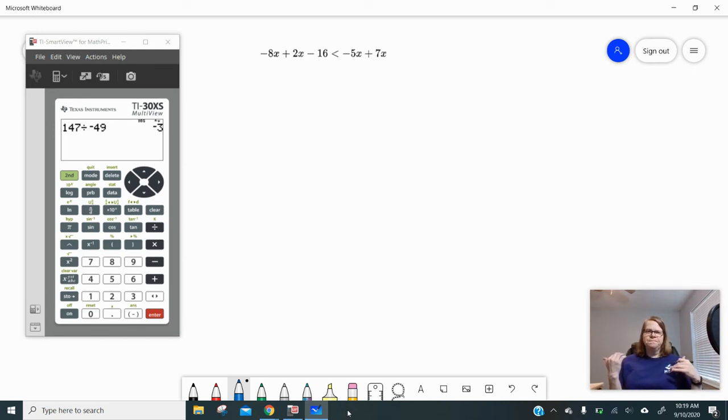All right. So first things first, I would look for parentheses. I don't see anything there, so I'm just going to go ahead and start combining like terms. So like terms over here, I've got x's. So -8 plus 2, that's -6x. There's not any like terms to the -16, so I just bring it down, bring down that less than symbol, and then I've got a -5x and a +7x. So 7 minus 5 is 2. So there's my 2x. All right, I've combined all the like terms. Now I'm actually ready to solve.